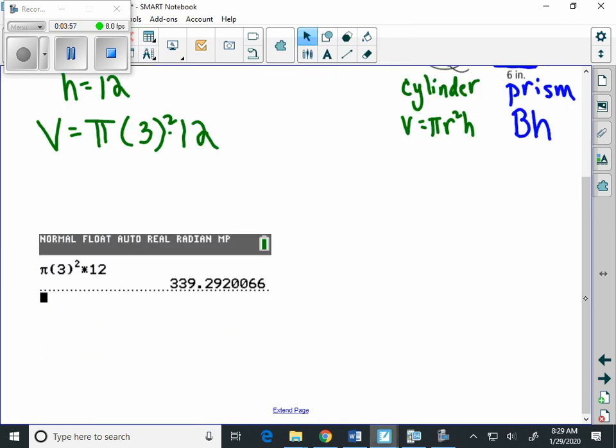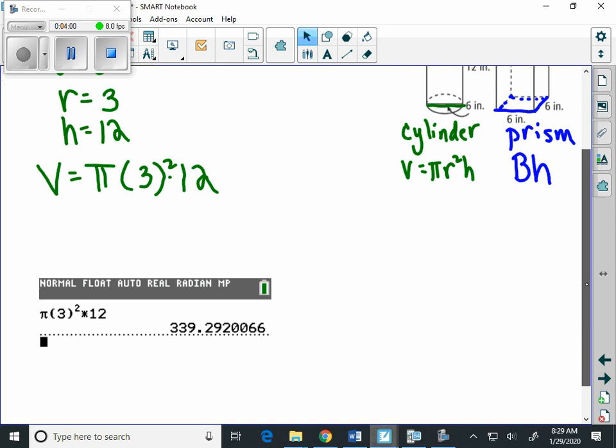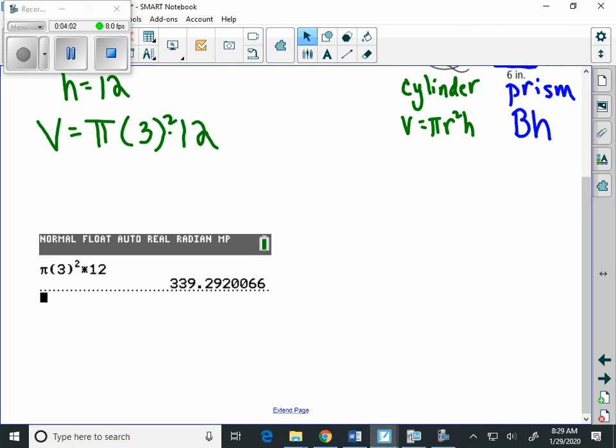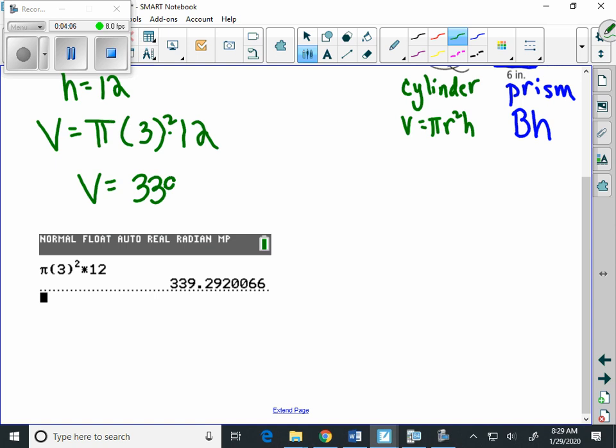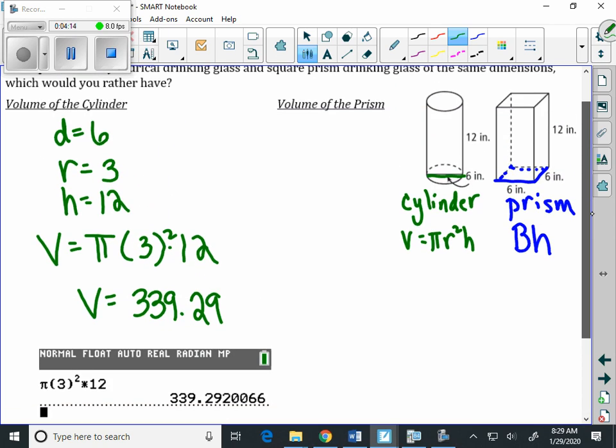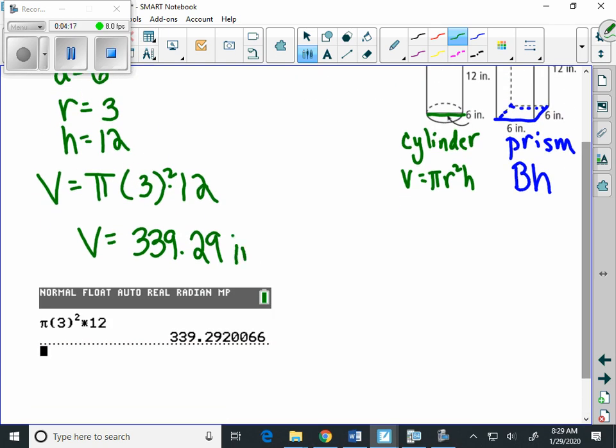It doesn't say round, but I'll round to the nearest hundredth. So our volume is going to be 339.29. And volume, by the way, is measured in cubic units. So this is cubic inches. Cubic means to the third power.